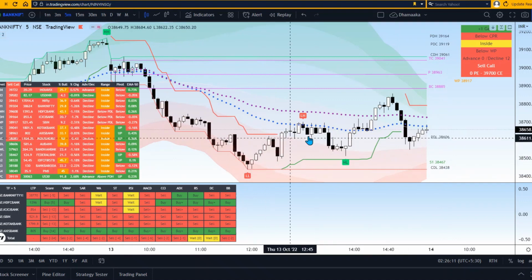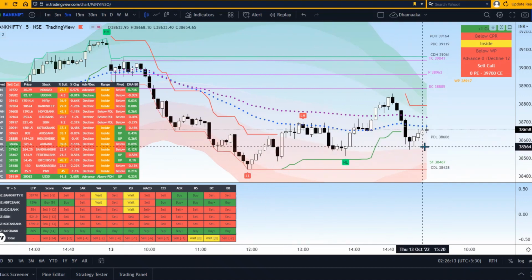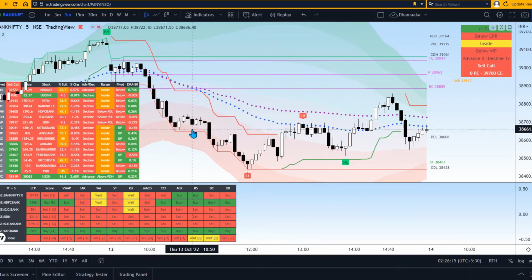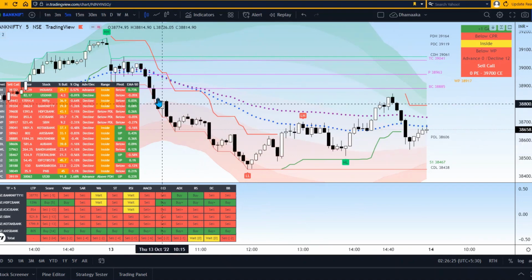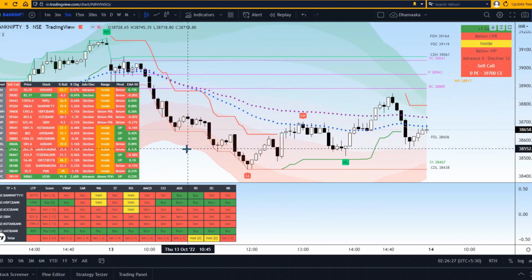And after that it just went sideways. Most of the time it traded below the averages, the VWAPs and the pivots, etc. So we can call it a downtrending day ending up with a sideways move. Now we'll see with the help of data how we could have captured this very easily using option buying or option selling.